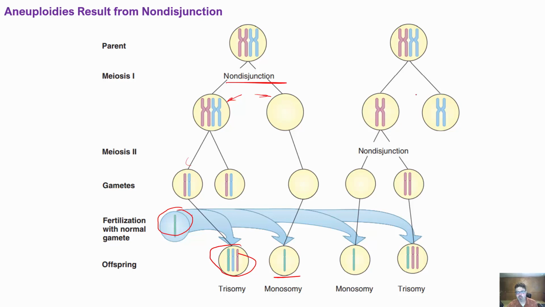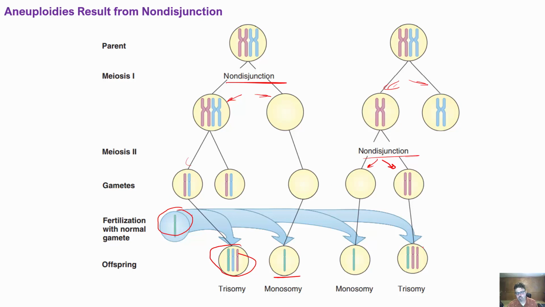Here we can see that meiosis 1 occurs just fine, so you have the separation of the homologous chromosomes. But then in meiosis 2, you have non-disjunction of these sister chromatids. The sister chromatids fail to separate, so they both go to this cell over here, and neither of them goes over to this cell over here.